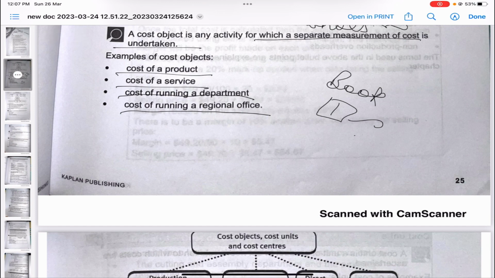Anything which has a cost is a cost object. Absolutely anything which has a particular specific cost is known as a cost object. For example, a sales center will have a cost of its own, so I am able to measure the entire cost of a sales center. So every single thing which has a cost of its own is known as a cost object.